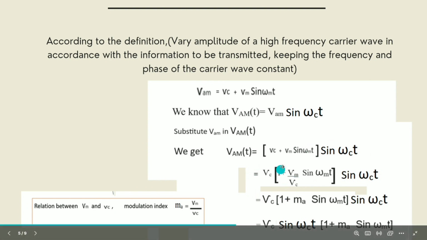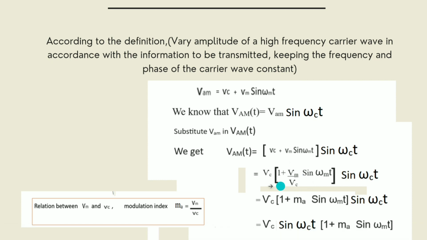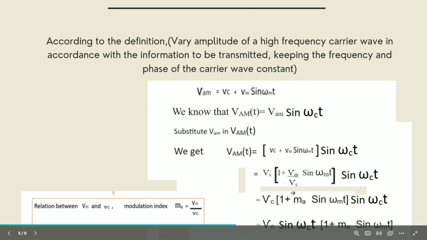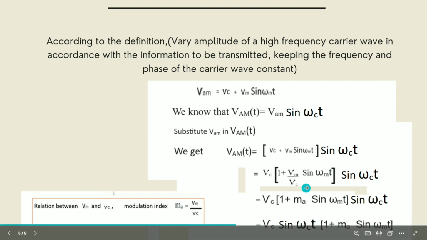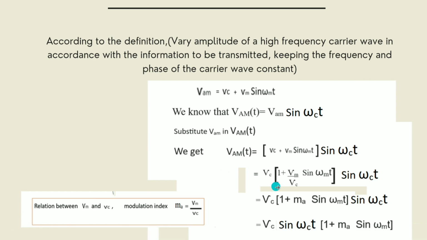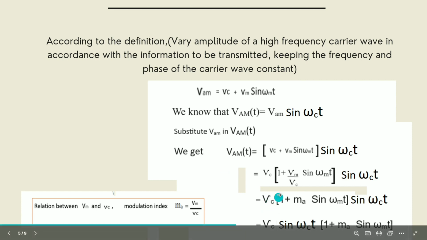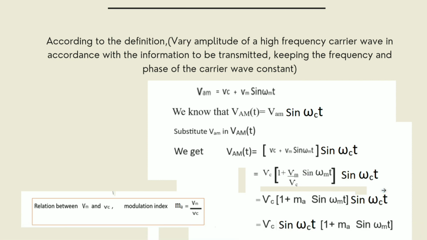From this expression, we will get a very important relation which is called the modulation index for AM. That is the ratio between the peak amplitude of the message signal and the peak amplitude of the carrier signal. That is Vm by Vc, which is equated to a modulation index notated as MA. M suffix A represents the modulation index for amplitude modulation. So the output is Vc into 1 plus MA sin omega mt into sin omega ct.